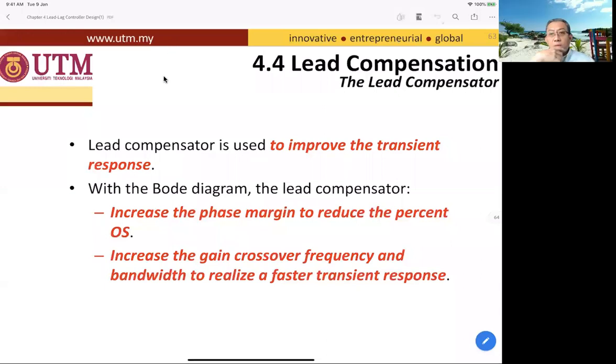So we will look into slide number 64, lead compensation. This is the third compensator in the frequency domain design. The first one is the gain adjustment, the second one is the lag compensator, and the third one is the lead compensator. The lead compensator is used to improve the transient response.